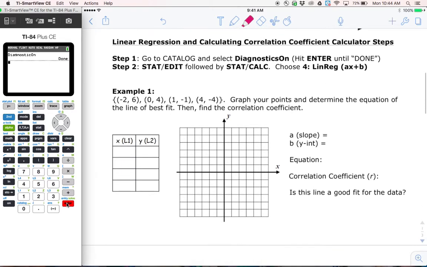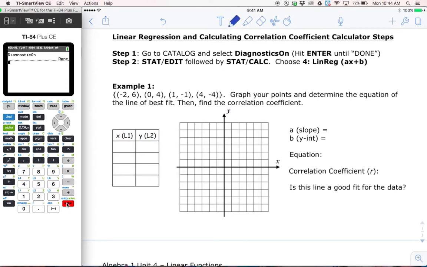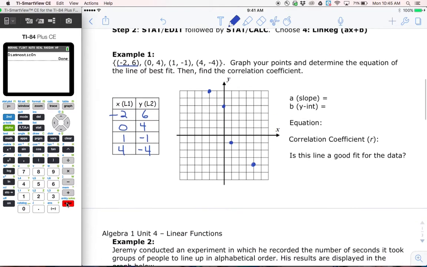Let's try and find the line of best fit for the points given in the example below. We're given these points: (-2, 6), (0, 4), (1, -1), and (4, -4). Just to illustrate what's happening, if you graph these points, (-2, 6) is up here, (0, 4) is right here, (1, -1) is right here, and (4, -4) is right here. Do you agree that I can't do a perfect line through these points? It's not perfectly linear, but we can see that there's some kind of negative correlation going on, right? There's a linear relationship there. So we're going to use our calculator to find it.